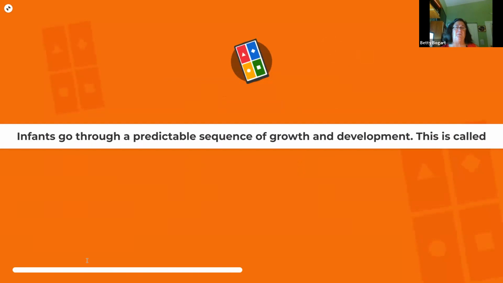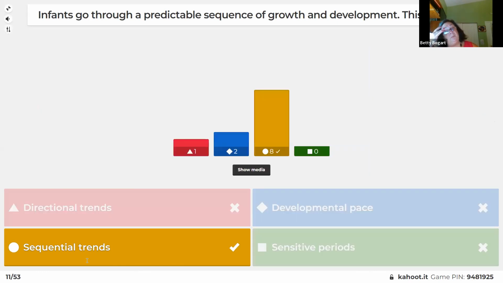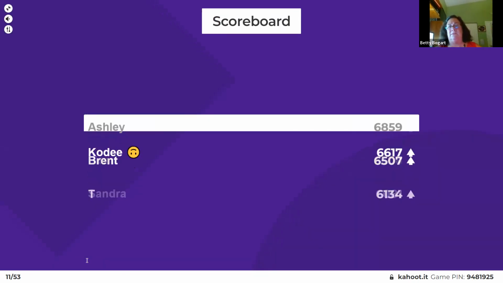Infants go through a predictable sequence of growth and development. This is called, now, I will throw questions in from the weeks before. Predictable sequence is a sequential trend. You're going to lift your head up, turn over, then you're going to pull yourself to crawling, et cetera, et cetera. This is predictable. We know that's going to happen. It's in a sequence.